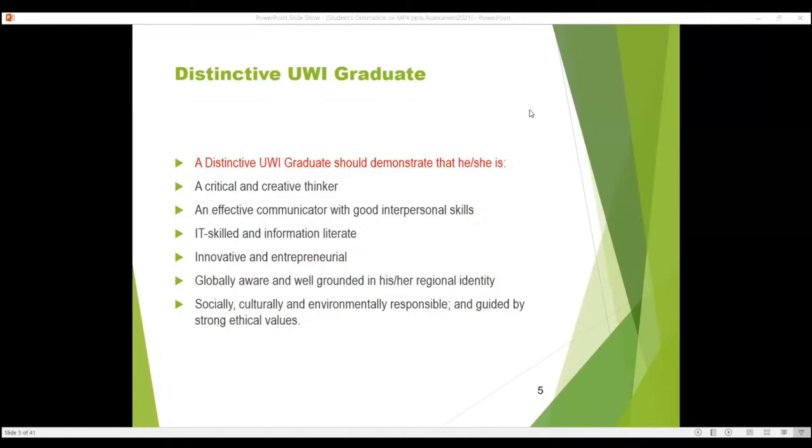At the same time, you will be globally aware of what is going on, and you will be grounded in the regional identity. And all these things will contribute to the social, cultural, and environmental development in the Caribbean for which you will be responsible. And it must be guided by ethical values. So why am I saying all those things? UE mission statement, FMS mission statement, distinctive UE graduate.